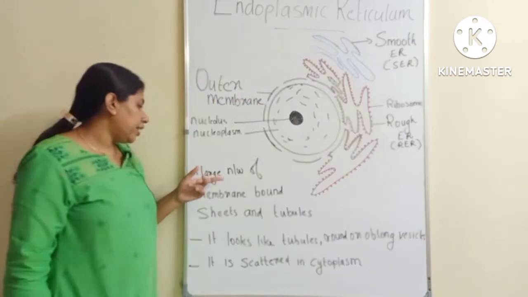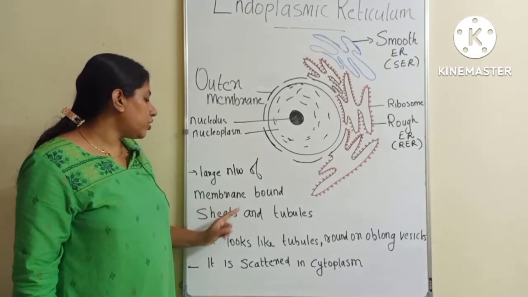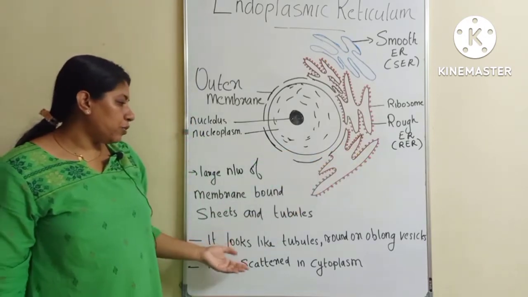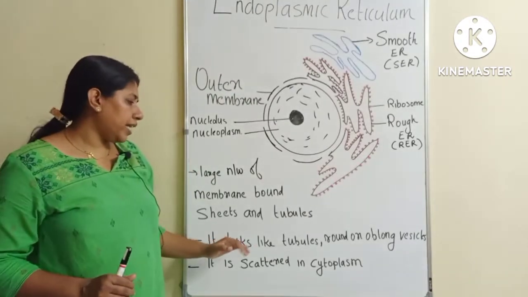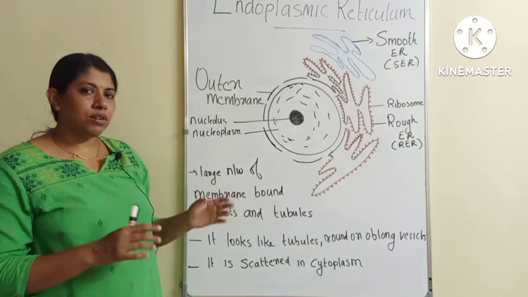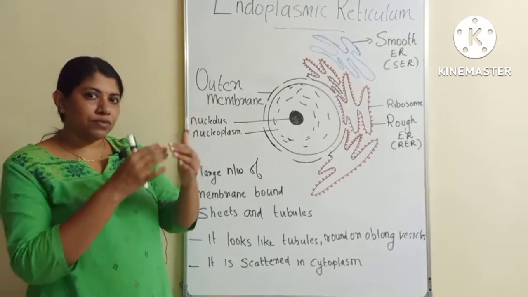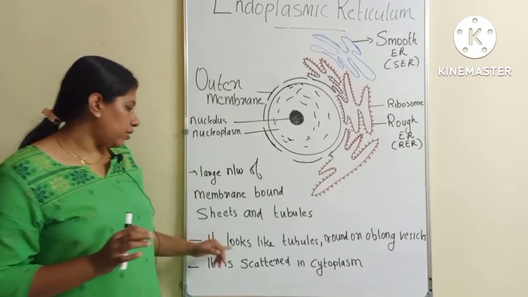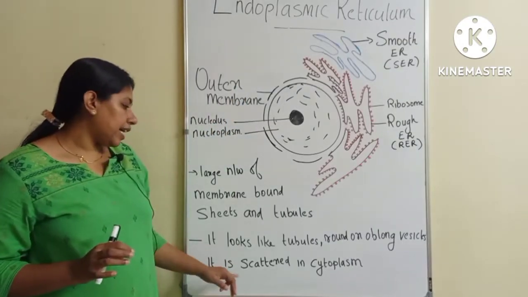So I have written here, endoplasmic reticulum is a large network of membrane bound sheets and tubules, as you can see here, and it looks like tubules, round or oblong vesicles. Vesicle means bags. Oblong means it is not round, not spherical, not rectangular; it is elongated in one particular side, and such a shape is known as oblong. So it looks like tubules, round or oblong vesicles, and it is scattered in the cytoplasm.